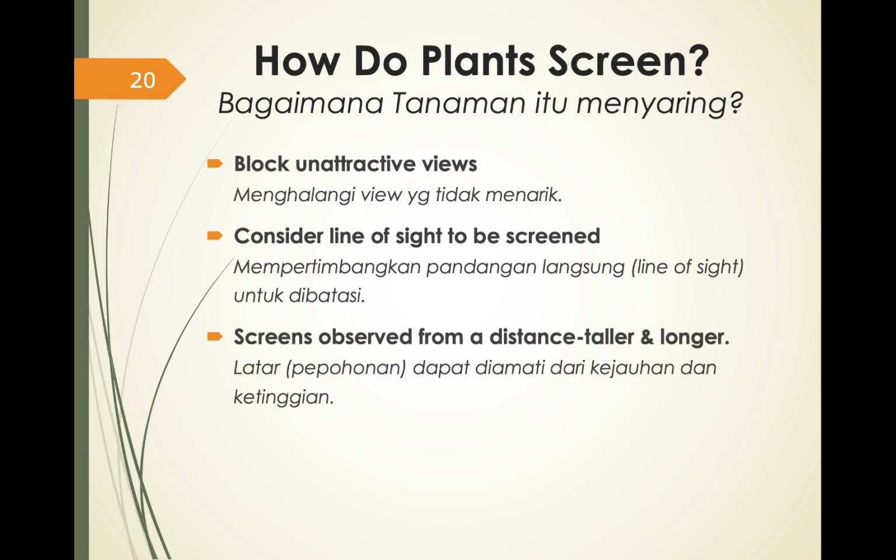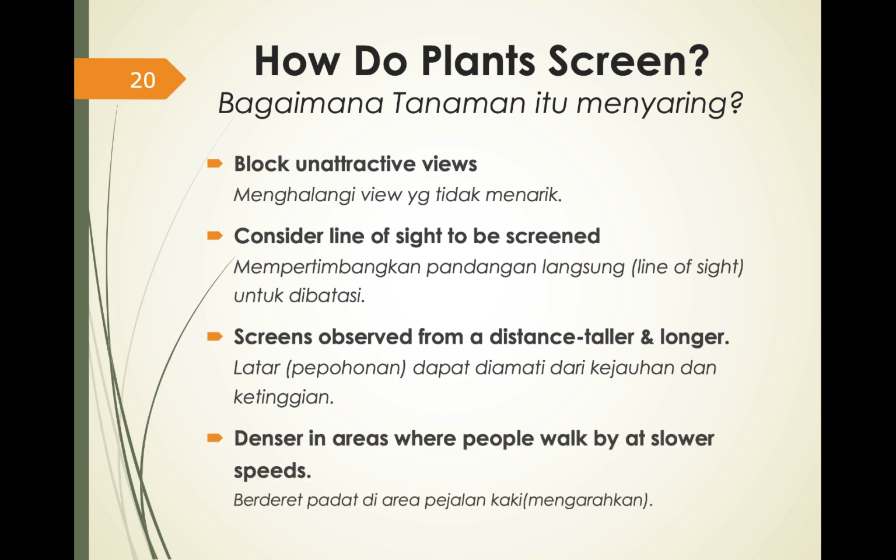Third, a group of plants could become a screen that can be observed from a distance. Fourth, a group of plants, denser in arrangement, could direct people to walk at slower speeds.